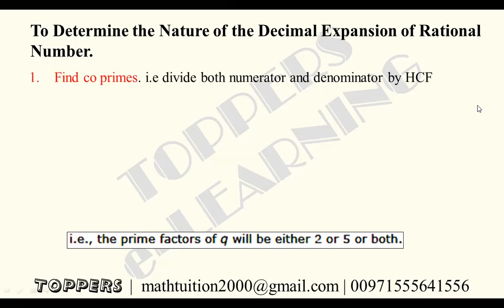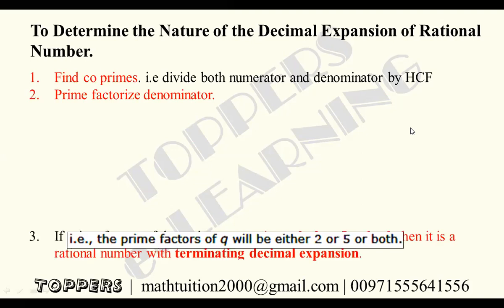First, find coprimes. For that, divide both numerator and denominator by the HCF. Bring them to the simplest form. If any common factors are there, divide them out and bring it to the smallest form. That's compulsory. You have to do it first. Then prime factorize the denominator. Or you can prime factorize the numerator and denominator, then cancel the common factors. That is also possible.